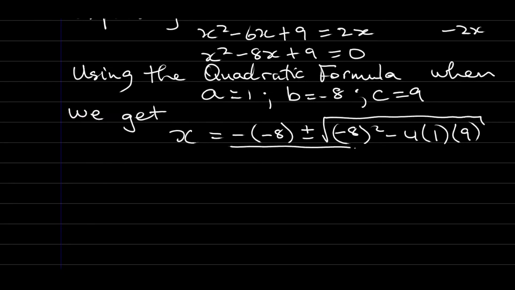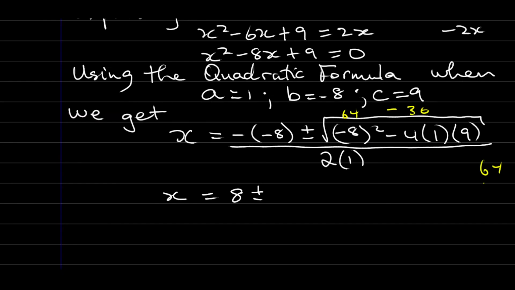After that, divide all of that by 2 times a, which is 1. And then we're going to simplify each of these. So minus minus 8 is just going to be 8 plus or minus the root of 8 squared, which is 64, and then 4 times 1 times 9, that's minus 36. And 64 minus 36 is 28. So this here is root of 28 all over 2.